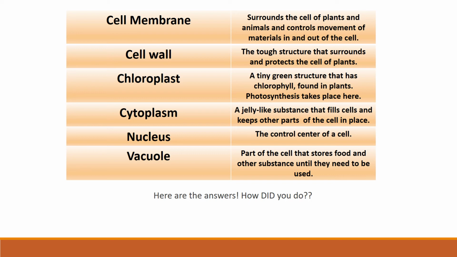Chloroplast should be with a tiny green structure that has chlorophyll found in plants. Photosynthesis takes place here. Cytoplasm, a jelly-like substance that fills cells and keeps other parts of the cell in place. Nucleus, the control center of a cell. Vacuole, part of the cell that stores food and other substances until they need to be used.